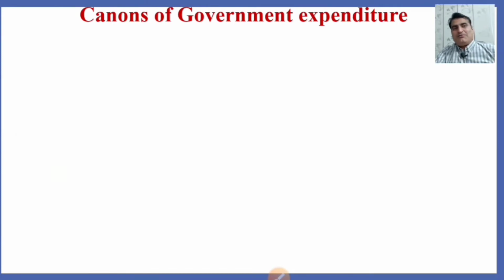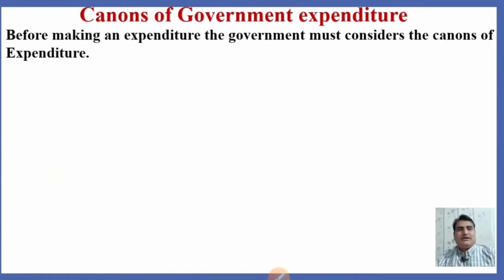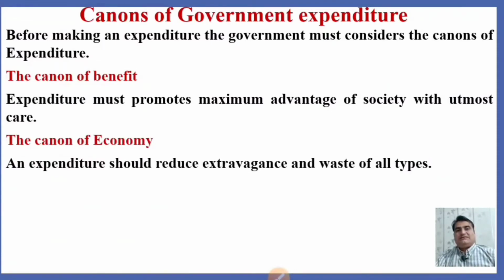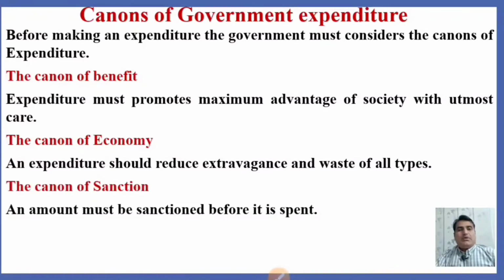What are the canons of government expenditure? The canons of government expenditure mean the principles or rules for making expenditure on the government side. Before making an expenditure, the government must consider the canons of expenditure. The canon of benefit means government expenditure must promote the maximum advantage of society with utmost care. The canon of economy means government expenditure should reduce extravagance and waste of all types. The canon of sanction: an amount must be sanctioned before it is spent.